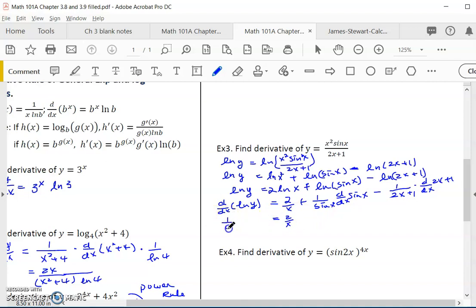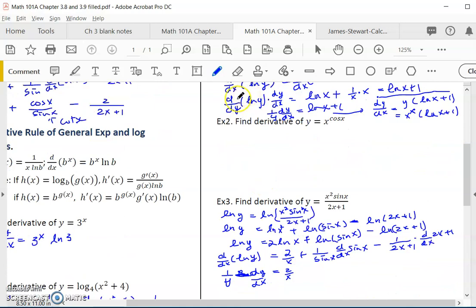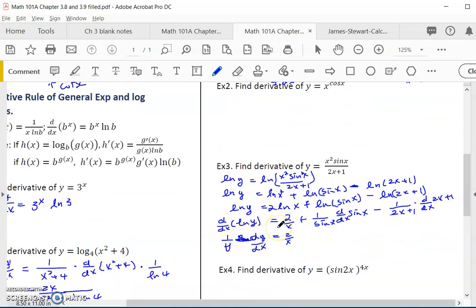So this side would be 1 over y, dy/dx. The reason why is we're going through the same step as we do here. I will change it into dy and then dy/dx. So when I do the derivative, it's 1 over y dy/dx. After I do it a few times, I know that d/dx of ln y is 1 over y dy/dx. Plus the derivative of sine x is cosine x over sine x. Minus the derivative of 2x plus 1 is 2, over 2x plus 1.